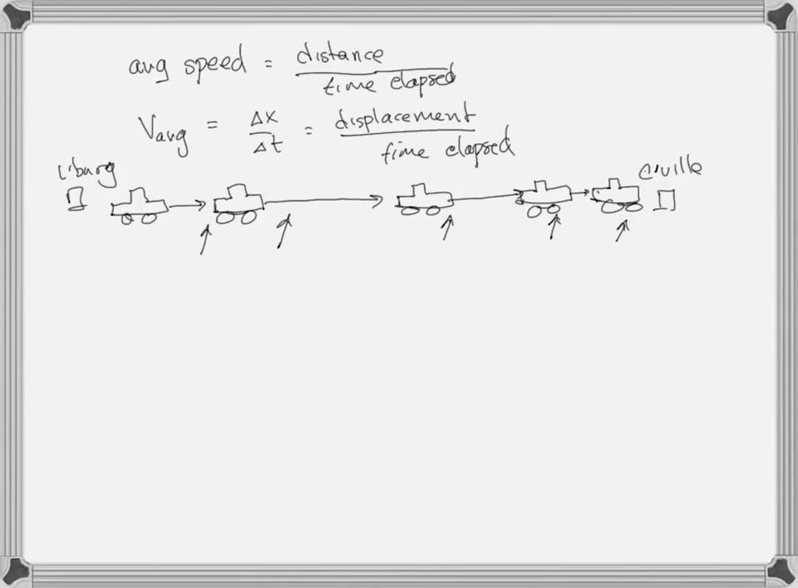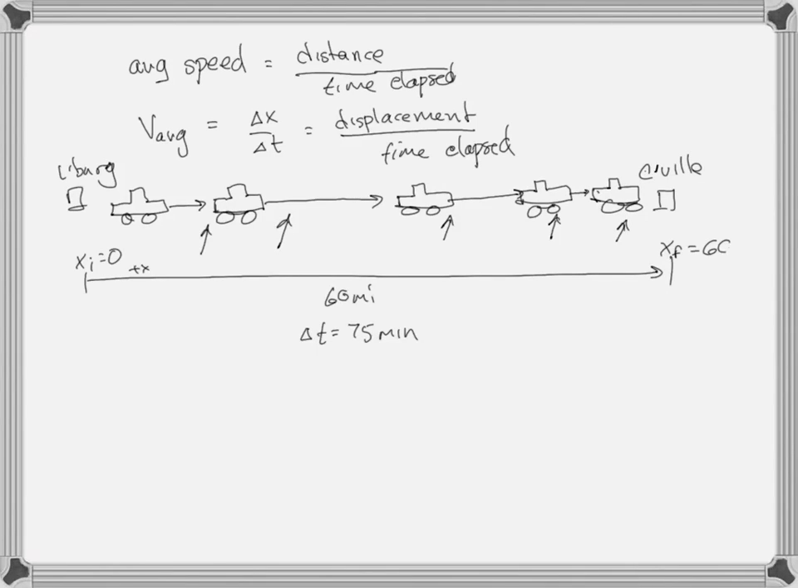But what is my average velocity when I go to Charlottesville? Again, let's just assume that this is the plus x-axis. We're traveling along the plus x-axis, and Charlottesville is 60 miles away. And let's say that I take a total of 75 minutes. Delta t is equal to 75 minutes. And so, x initial is 0, and x final is 60 miles. So my average velocity, v average, is equal to plus 60 miles over 75 minutes.